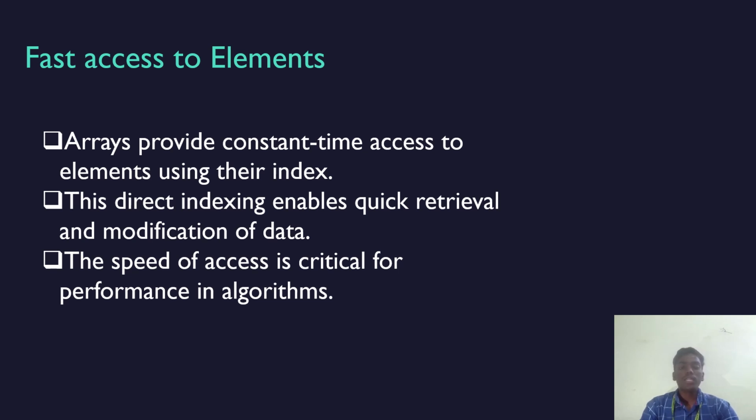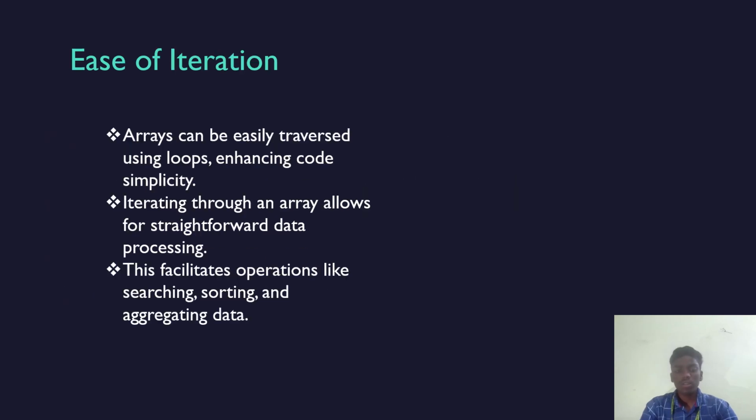Array provides constant time access to elements using their index. This direct indexing enables quick retrieval and modification of data. This means we can easily change the value by passing the index. We can also change the value at runtime. The speed of access is critical for performance in algorithms.